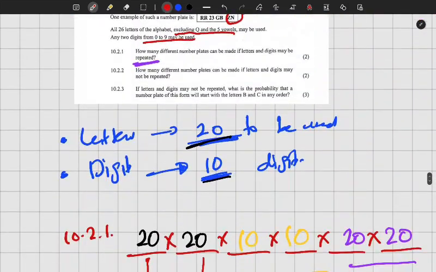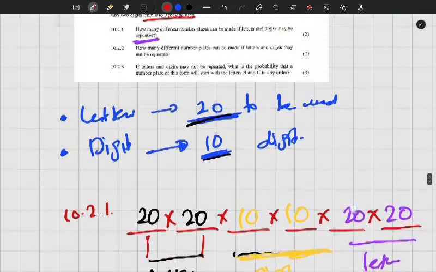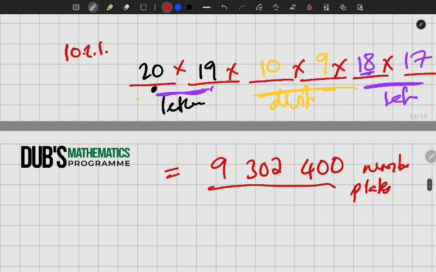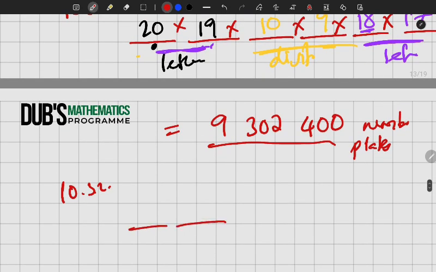Okay, let's proceed. Now 10.3, they're saying if the letters and digits may not be repeated. Okay, underline that, may not be repeated. What is the probability that a number plate of this form starts with letters B and C in any order? So meaning that you're going to have BC, so start with B and C. So this means that it starts with B. So we've got B and C here as our first letters.